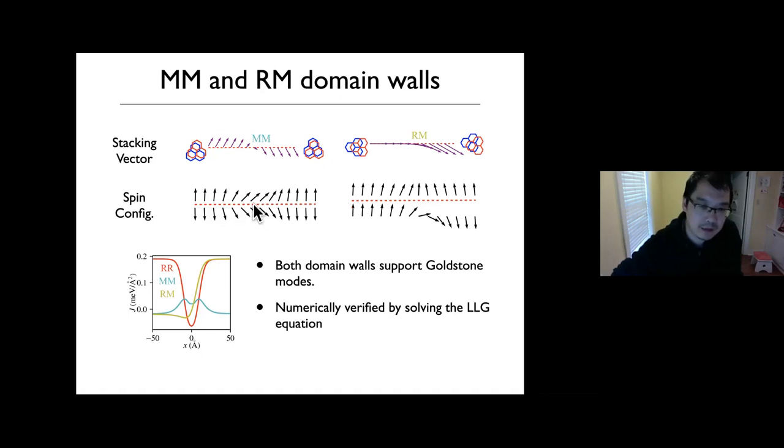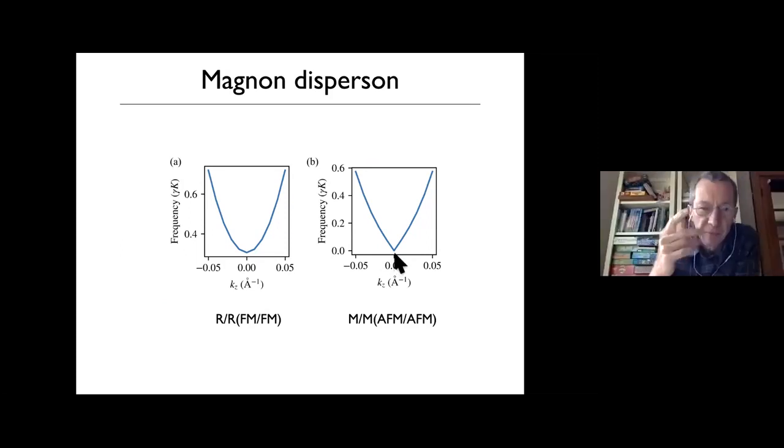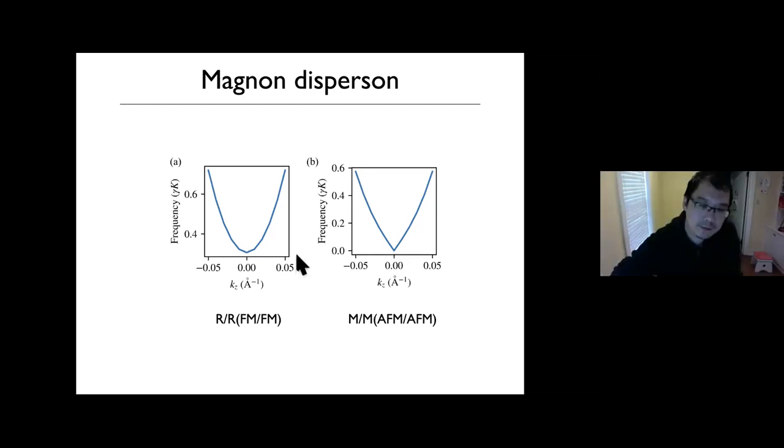In the middle, you have this kind of spin variation, and when you look at the dispersion along the wall direction, it gives you some sort of linear behavior. This is purely just numerically solving that problem, and it looks linear. Okay, so it's linear and gapless. The minimal energy is zero, right? Exactly. And the other two walls, you find what looks like a quadratic dispersion.